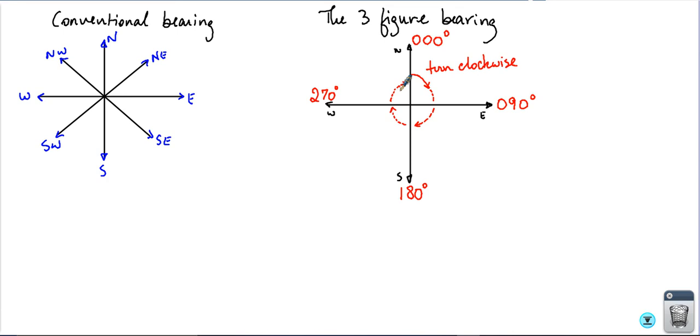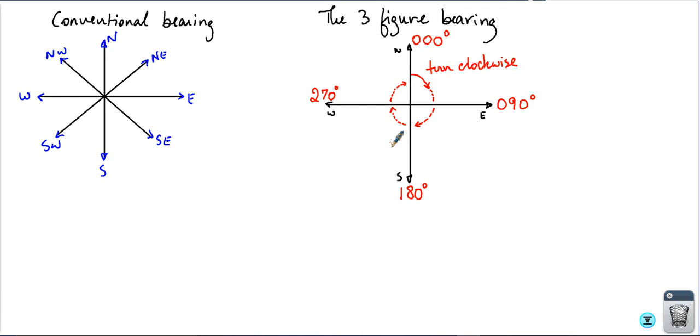Now what is so special about this? What is special is that I can tell you to find a bearing of, for example, 20 degrees. It means we start from the north and turn just 20 degrees clockwise. If I tell you 140, you turn 140 degrees from the north. If I tell you 200, you start from the north and turn a whole 200 degrees, and so on and so forth. So that is the three-figure bearing.